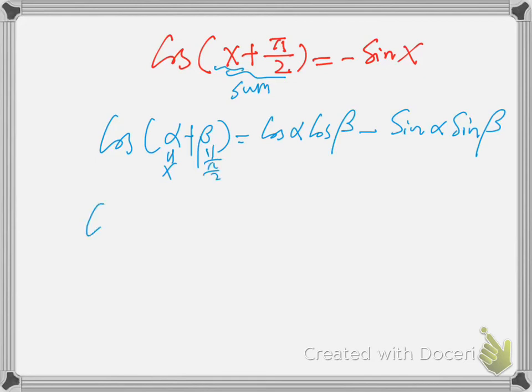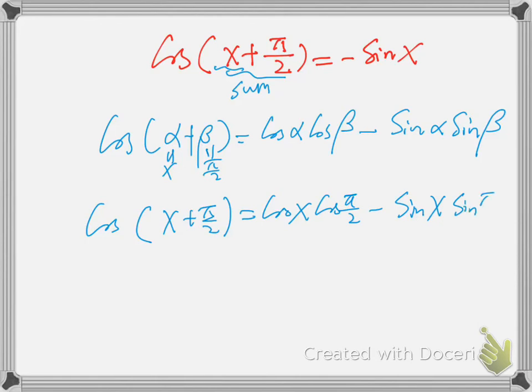So for x plus pi over 2, alpha is x, so we get cosine x times cosine pi over 2 minus sine x times sine pi over 2. So what are cosine and sine of pi over 2? Here, this is the angle pi over 2, a right angle. So point P is (0, 1), so x is 0, y is 1, r is 1.